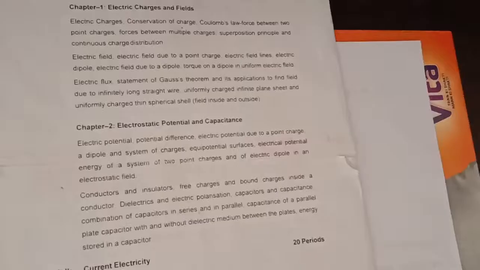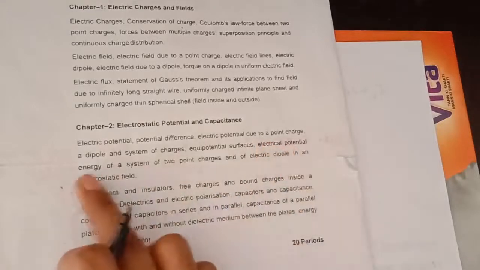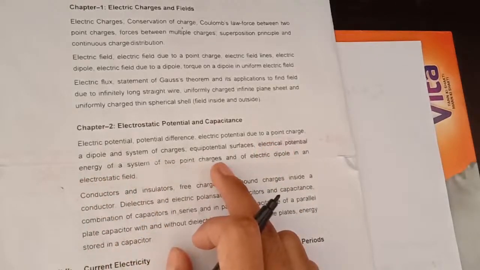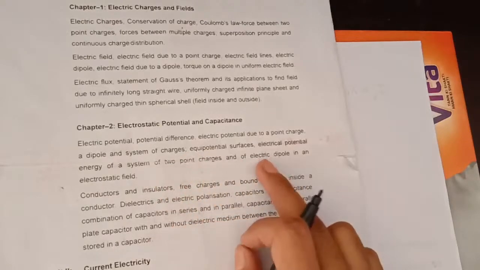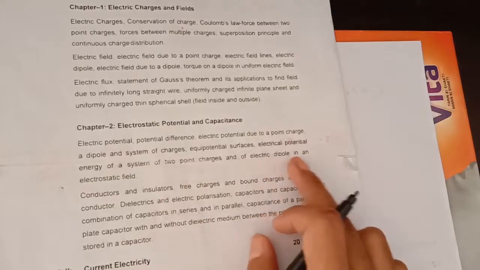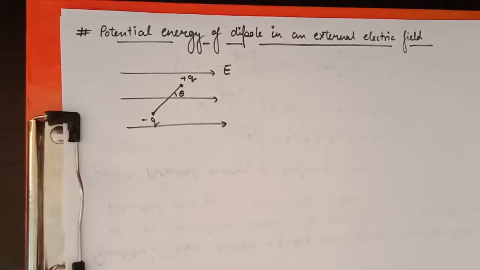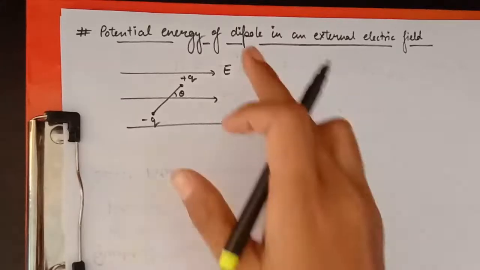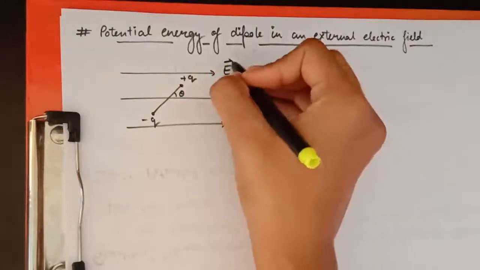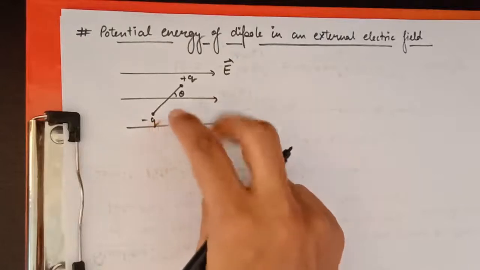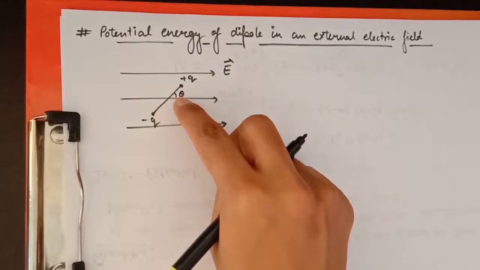So now we have already covered the electrical potential energy of a system of 2 charges as well as of multiple charges. Now we will move to the next topic, that is electric dipole in an electrostatic field. Potential energy of a dipole in an external electric field. Suppose this is a uniform electric field and the direction of the electric field is in this direction, and I have put a dipole in the uniform electric field like this, which is making an angle of theta with it.